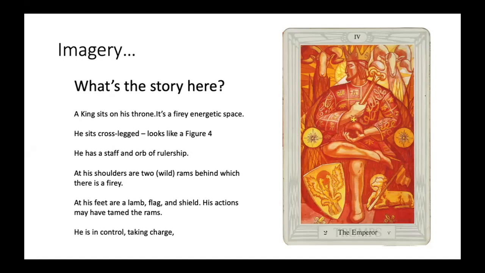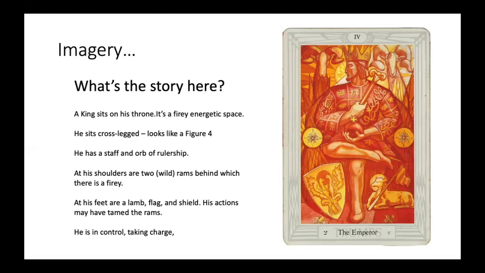At his shoulders are two wild rams, behind which there is a fiery sky. At his feet, there's a lamb, and the lamb has a flag, and the lamb is relaxing or recumbent. Does that suggest the rams that are behind him have been tamed by his actions, or calmed by his actions, or soothed? Need to think about that. But he's obviously, you know, in control.